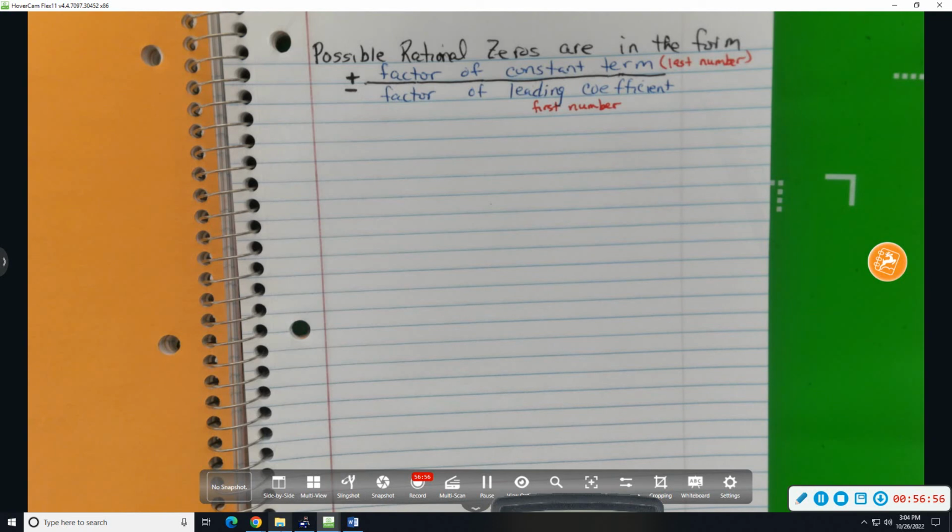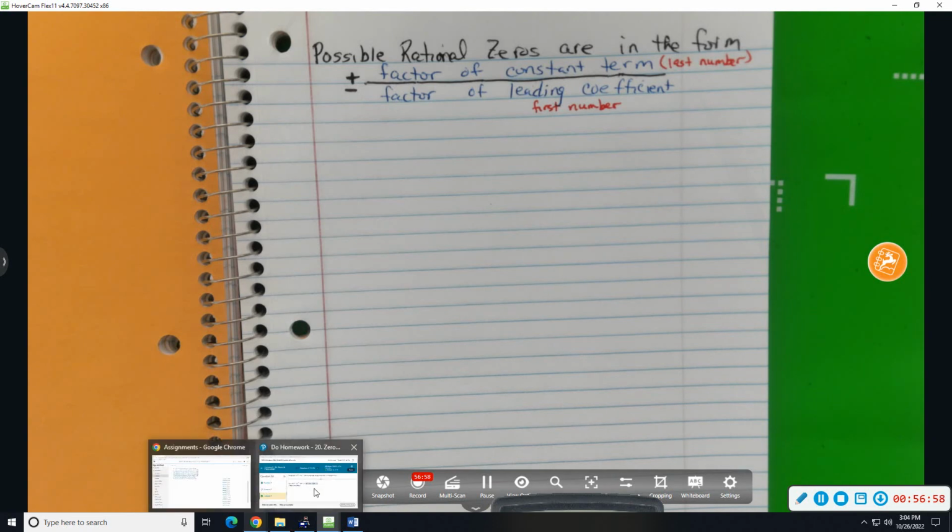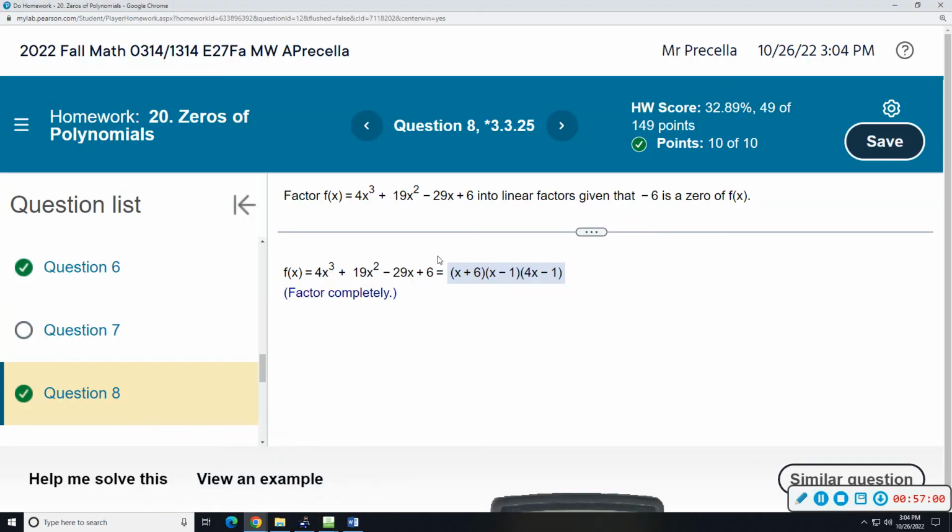You know what I think would be fun? I'm going to take this question that we just did and find all the possible rational zeros. Okay, write it out. Let me write this down. Realize we've already found the zeros.